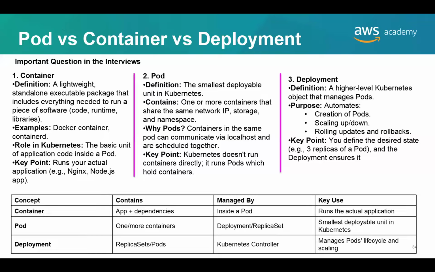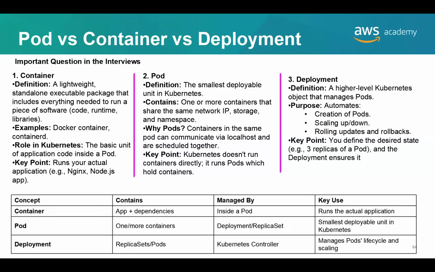And its role in Kubernetes is that it's the basic unit for application code inside a pod, because a pod will contain containers. So it runs your actual applications, for example Node.js or Nginx. Next, the pod is the smallest deployable unit in Kubernetes. It holds one or more containers that share the same IP address, network, storage, and namespace. Why pods? Containers in the same pod can communicate via localhost and are scheduled together. Kubernetes does not run containers directly; it runs pods which hold containers.